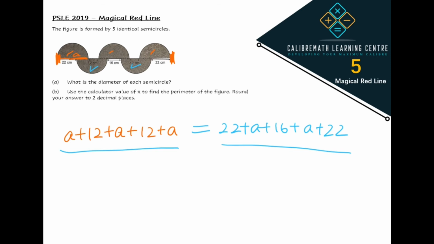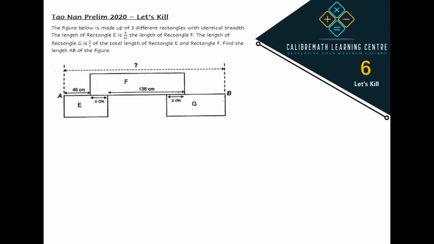So in the exam, if you come across questions like this and you manage to form statements yourself, you will be able to identify that you can eventually solve the question using your magical red line concept. And now for the sixth strategy, we have let's kill. An example of the let's kill question appeared in the Tao-Nan prelim paper in 2020. For this question here, you can write out the information that you are given from the question, which is about the 5 out of 11 and the 1 out of 2.